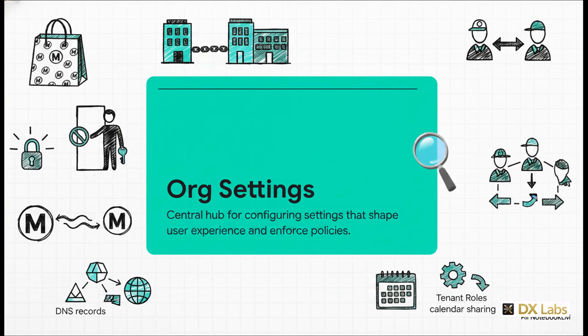You want the exact same uniform branding, the same universal security codes, and the exact same rules for who is allowed into the stockroom across every single store. In Microsoft 365, all of this happens under org settings. This is where you set up DNS records, configure vanity domains to match your company's branding, and even manage tenant roles and calendar sharing if you're operating a multi-tenant organization.